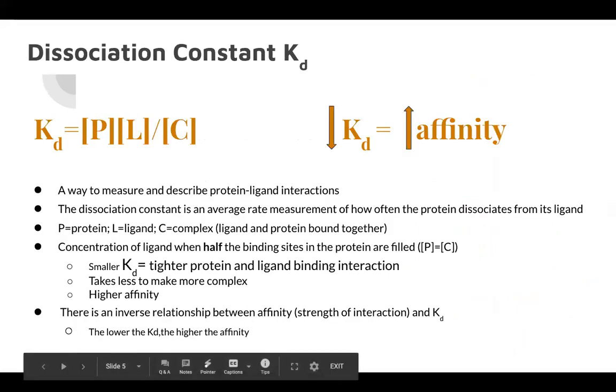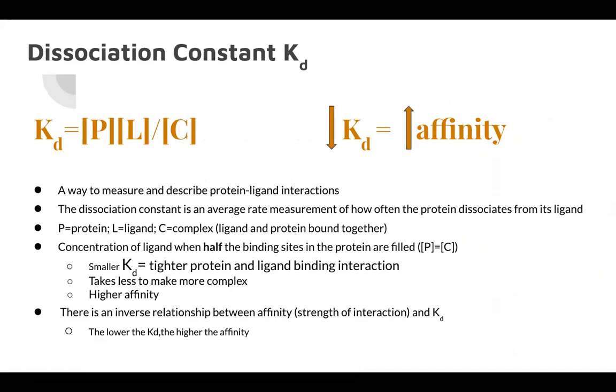So when you talk about affinity, that is when you want the protein and the ligand to bond together. That is what affinity is. Now, in contrast to that, we have your dissociation constant, that is Kd.